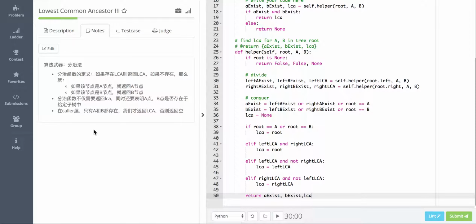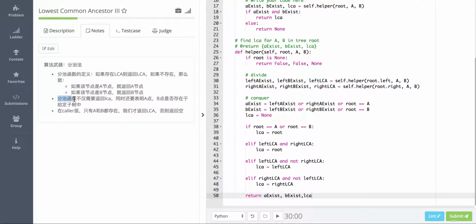And here I have some notes. In these notes, I indicate that the algorithm weapon we're going to use is divide and conquer. The definition of this divide and conquer is that if in the current tree the LCA exists, then we just return the LCA. If it doesn't, then we check if the current node is A or B, and then we just return the current node.